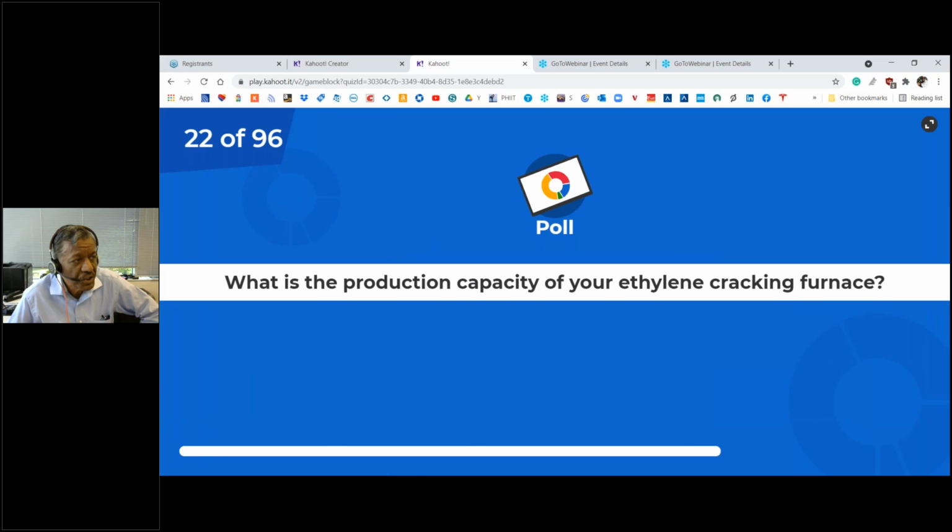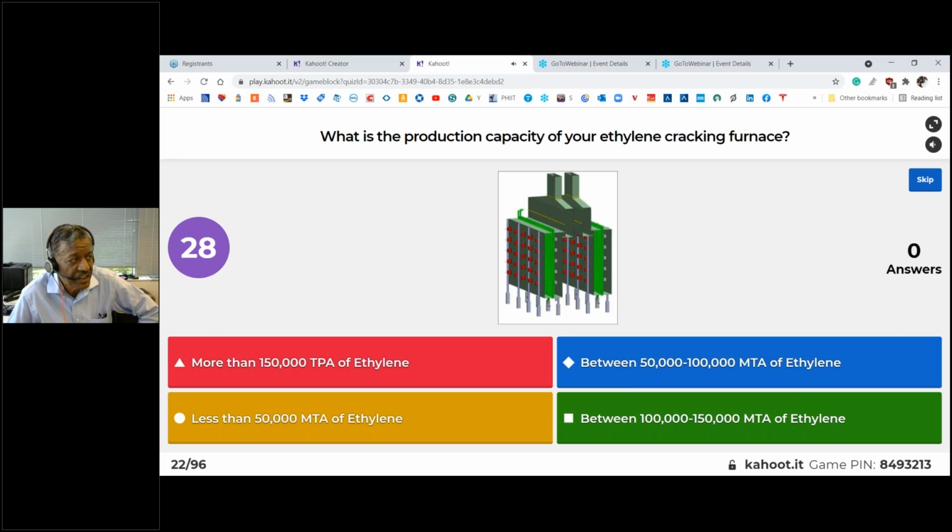So what is the production capacity of your ethylene cracking furnaces? The production can be anywhere between 50,000 metric tons per annum to more than 150 or 200,000 tons per annum. If it's around 50,000, then it's a very old, small cracking furnace. And if it is 200,000, then it is a new high intensity cracking furnace.